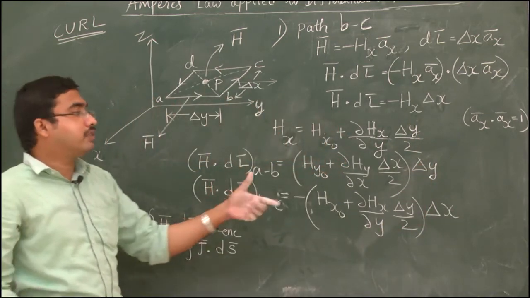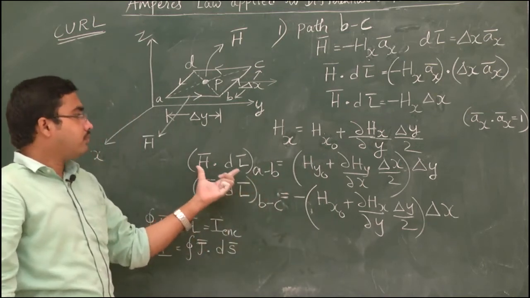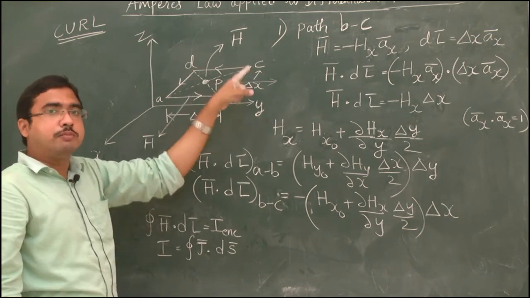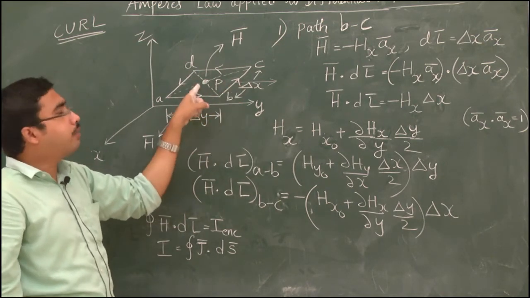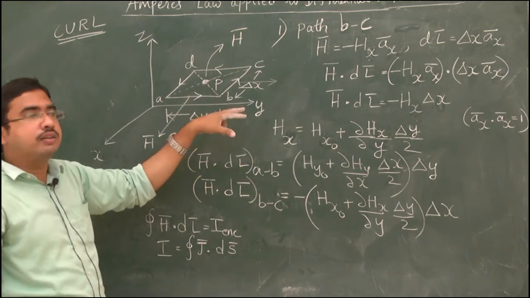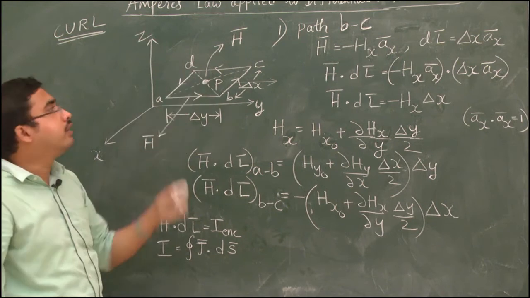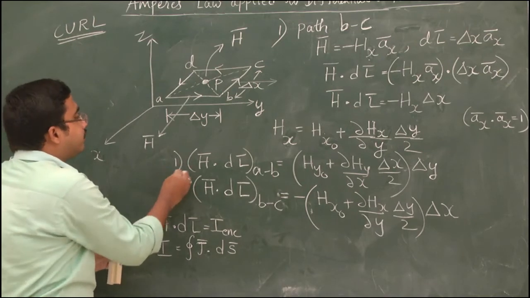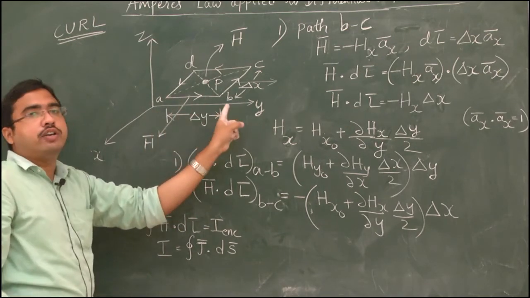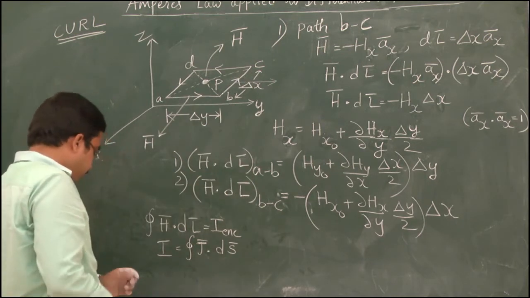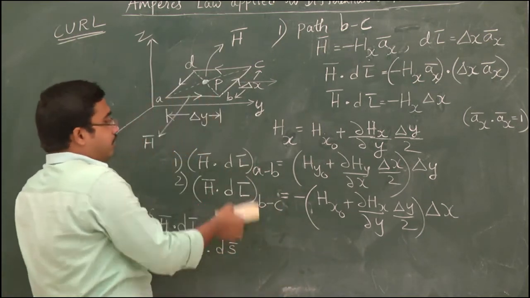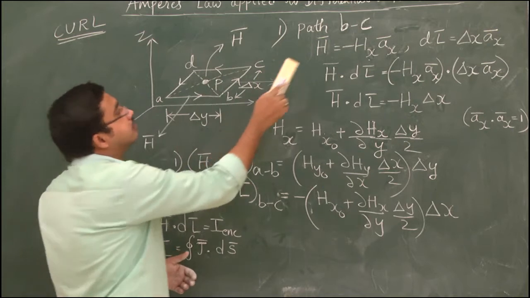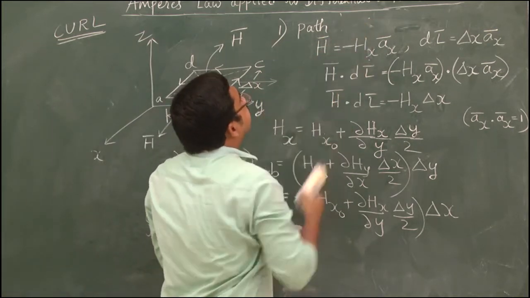So this is Ampere's circuit law application. H bar dot dL bar value from AB side at point P, H bar dot dL bar value from BC side at point P. So two paths are completed. Remaining two paths we should find out, that is CD and DA. We have already obtained H bar dot dL bar values for two paths, from A to B and from B to C. Now you keep these formulas as they are. Now I am going for the third path, that is from C to D.